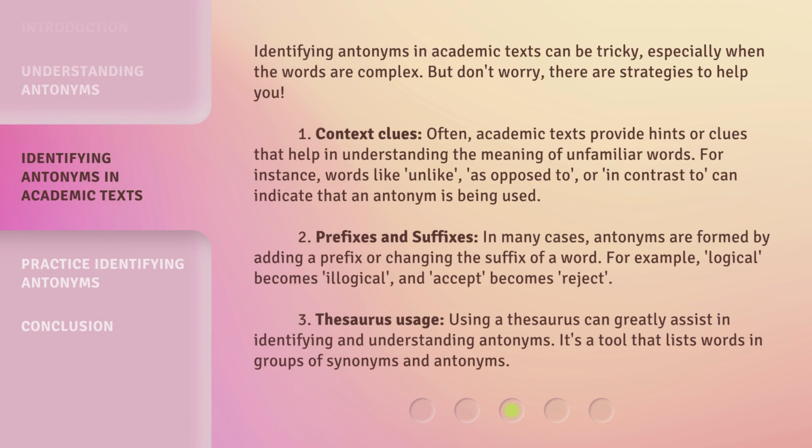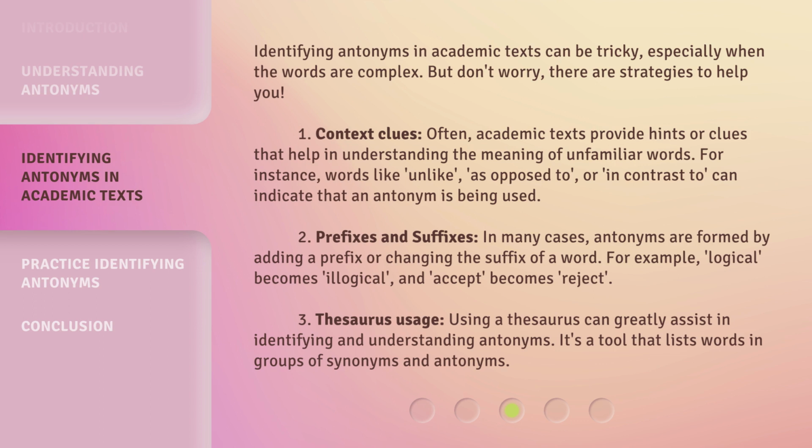Identifying antonyms in academic texts can be tricky, especially when the words are complex. But don't worry, there are strategies to help you. 1. Context clues. Often, academic texts provide hints or clues that help in understanding the meaning of unfamiliar words. For instance, words like unlike, as opposed to, or, in contrast to, can indicate that an antonym is being used.